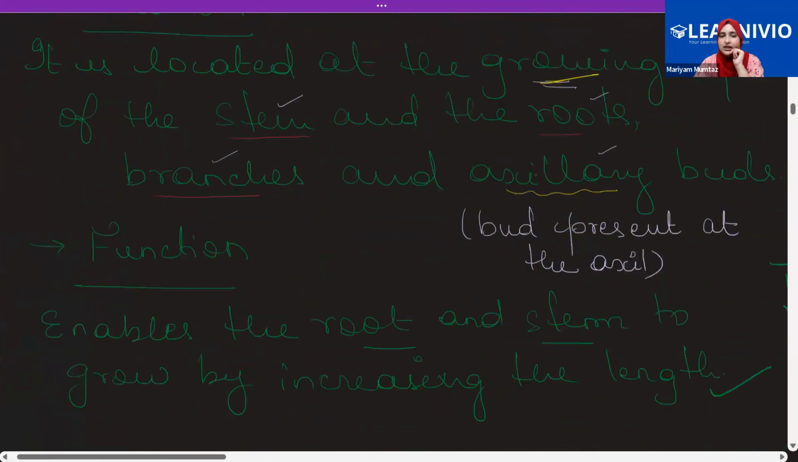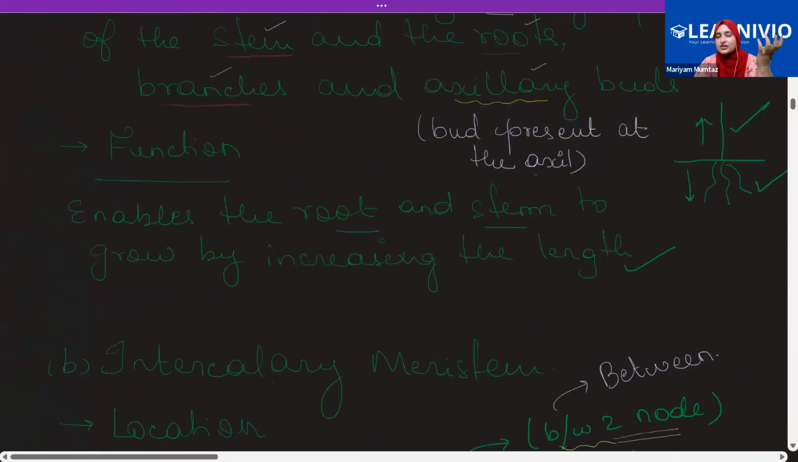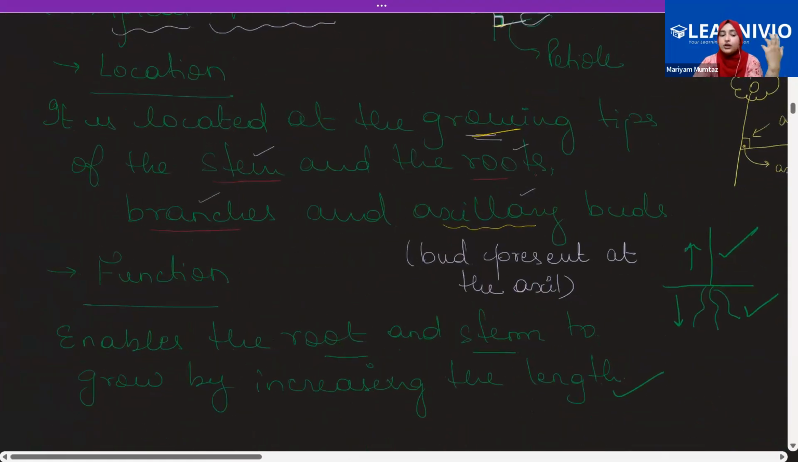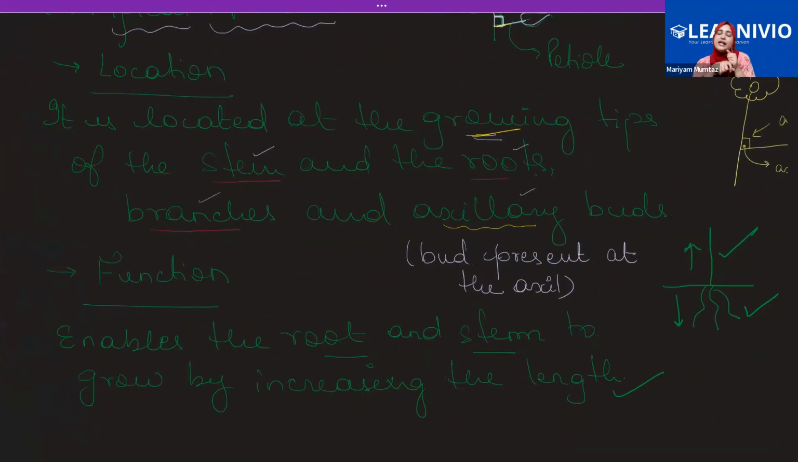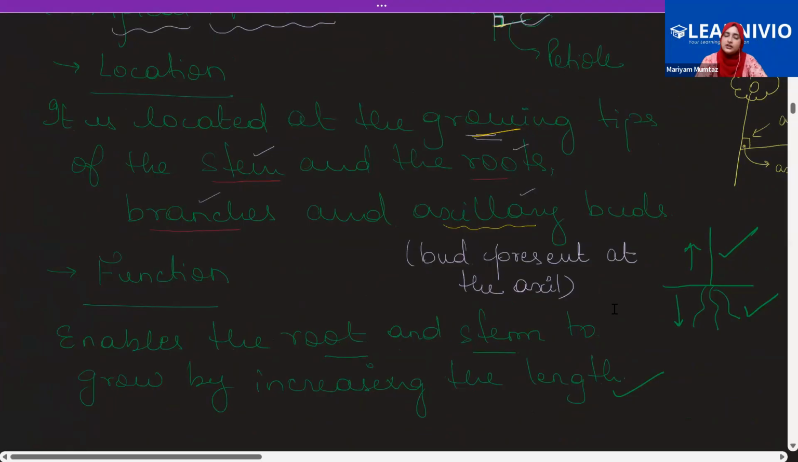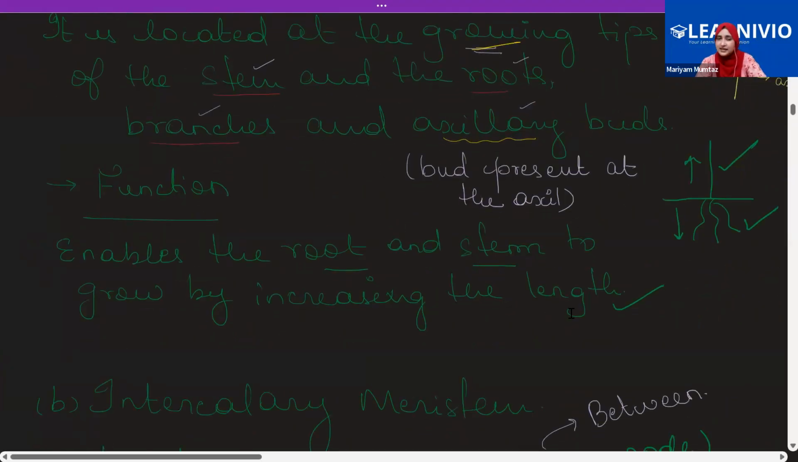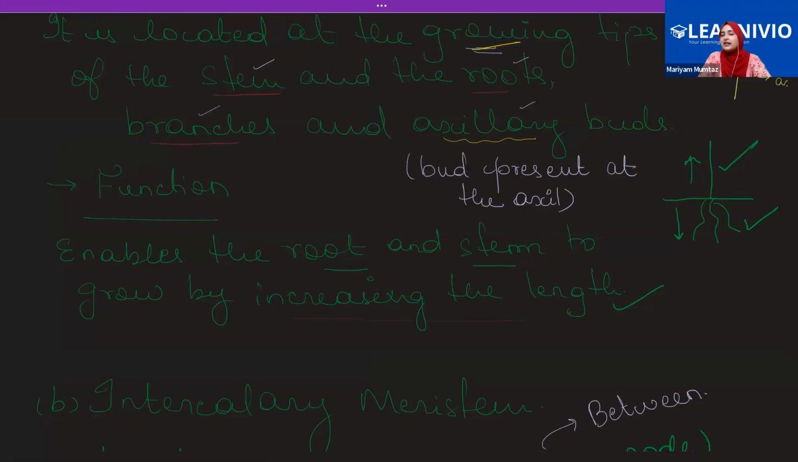Now comes the question: what is the function of the apical meristem? Like, what does it do? Since, like I told you, the meristematic tissues in general have this property where they can keep on dividing and dividing and dividing. So in the tip of the root and the tip of the stem also, the apical meristem keeps on dividing and it increases the length of the plant.